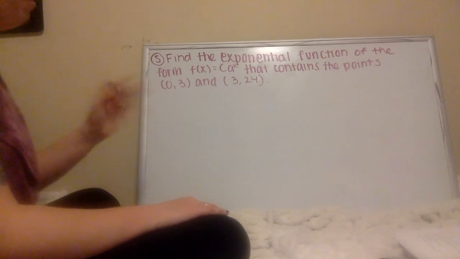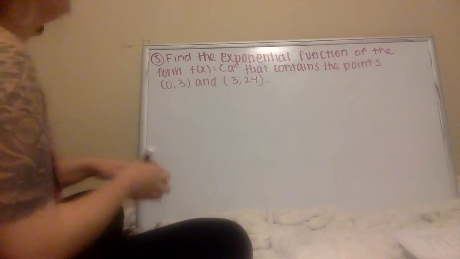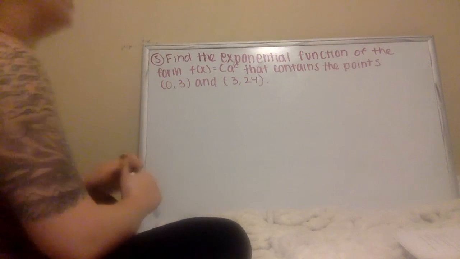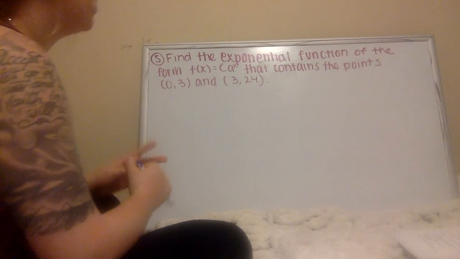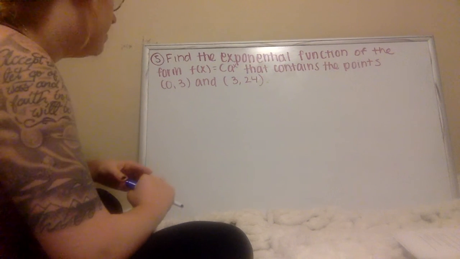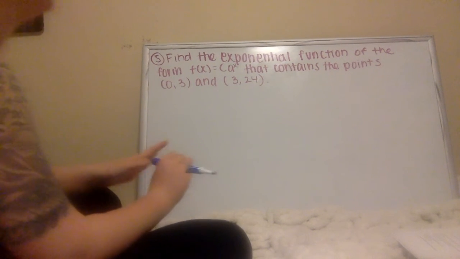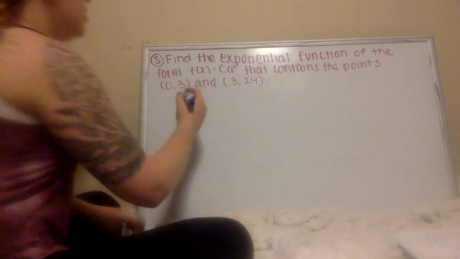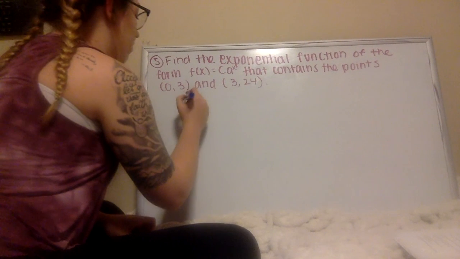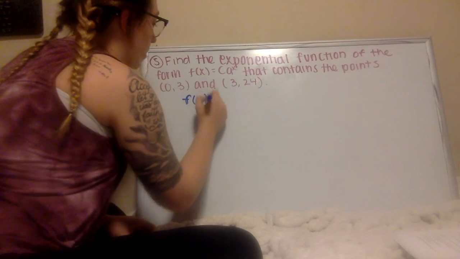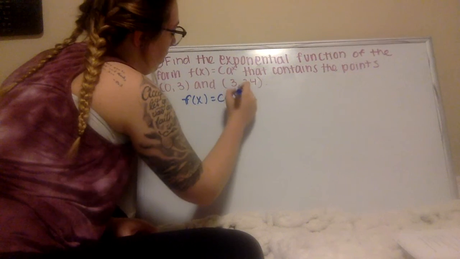Okay, so this is problem number 5 on the Test 2 study guide. It's asking us to find the exponential function of the form f of x equals c a to the x that contains the points (0, 3) and (3, 24). So we know that we want this in the form of f of x equals c a to the x.